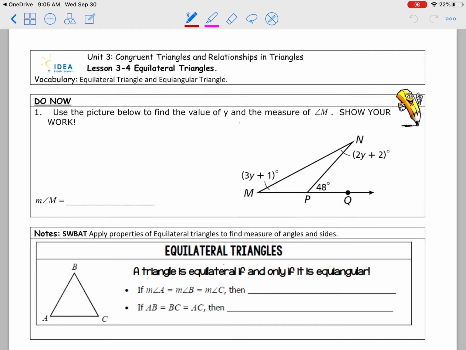Hello students, in this video we will be reviewing lesson 3-4, equilateral triangles. Let's get started with this warm-up problem. Use the picture below to find the value of y and the measure of angle M.